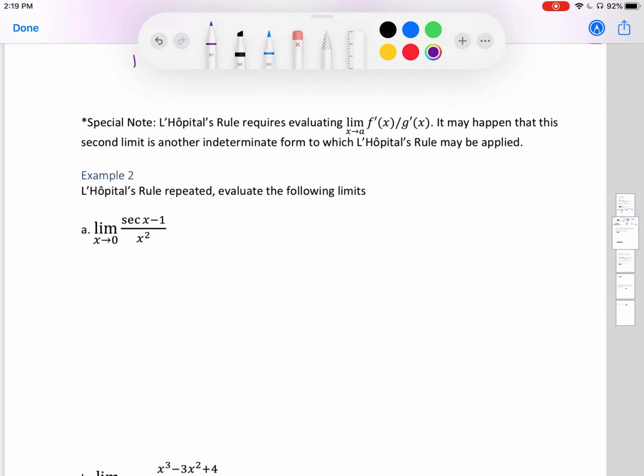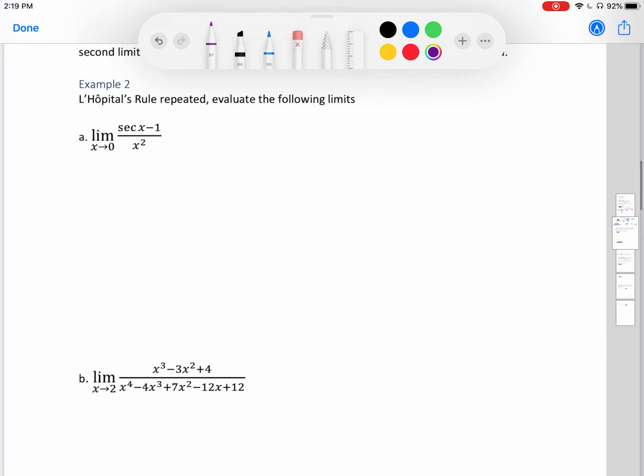In a special note, L'Hopital's rule requires evaluating the limit as x approaching a of f prime of x divided by g prime of x. It may happen that this second limit is another indeterminate form to which L'Hopital's rule may be applied. Okay, so let's go ahead and apply L'Hopital's rule.